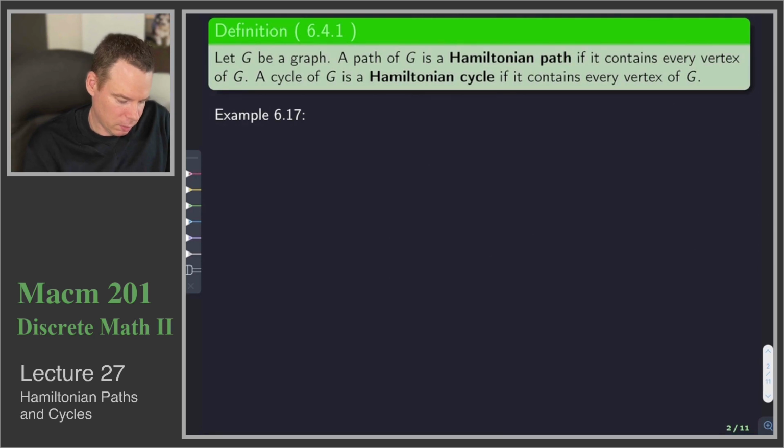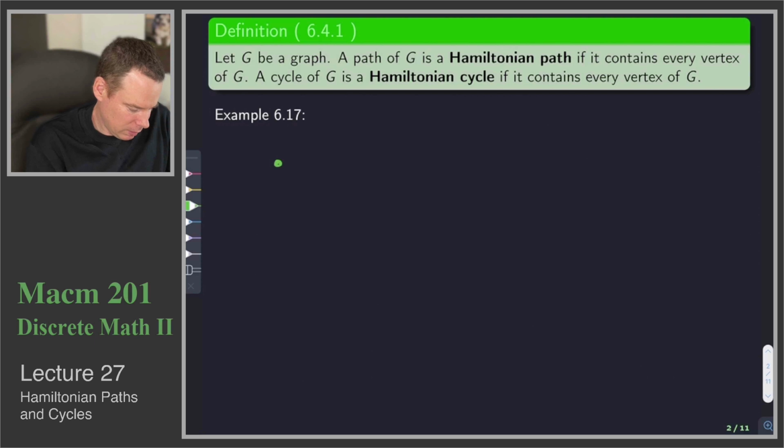And so that gives our definition for today. Let G be a graph. If we have a path that contains every vertex in the graph, that's called a Hamilton path or a Hamiltonian path. If we have a cycle that contains every vertex of the graph, that's what we call a Hamilton cycle or a Hamiltonian cycle. You'll see I'm interchanging between Hamilton and Hamiltonian. That's fine. You can use whichever term you want, and I'll actually use both. They mean the same thing.